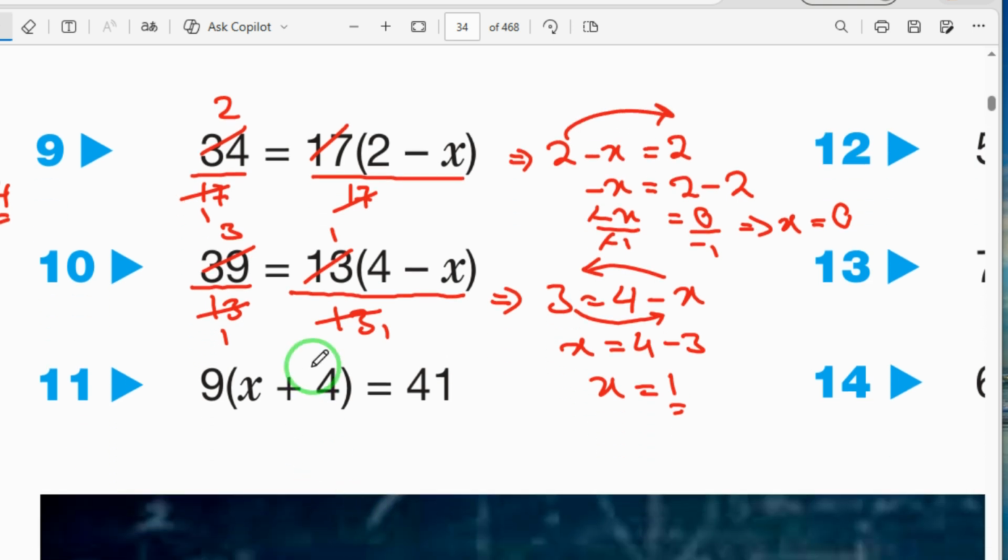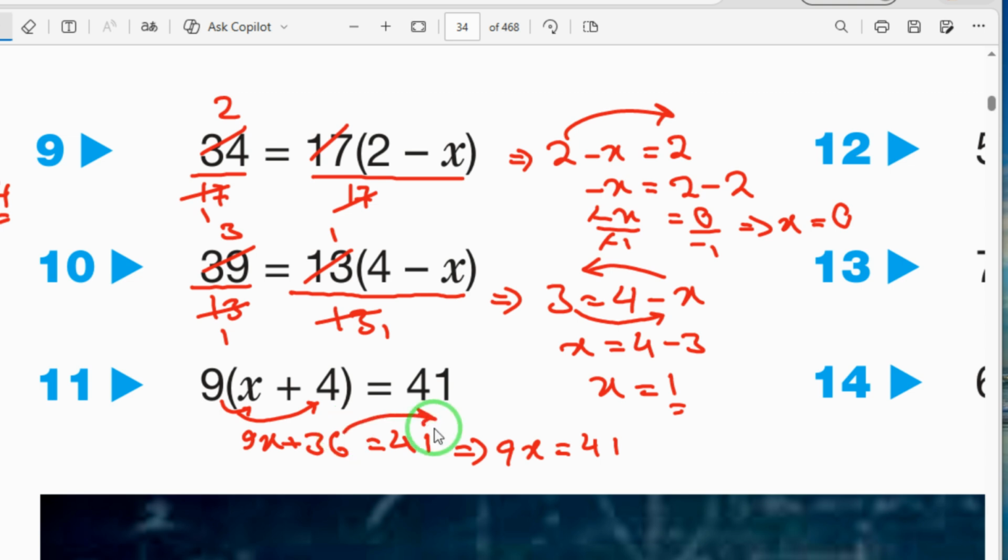Question number 11. Here first we multiply 9 multiplied by x becomes 9x. We write here 9x plus 9 multiplied by 4 becomes 36 equal to 41. So 9x is equal to 41. We bring 36 to the right side, becoming negative, minus 36.